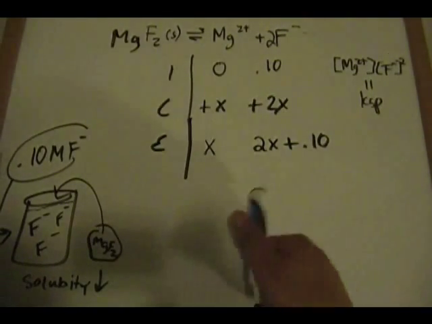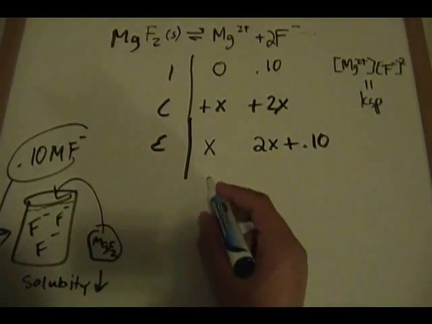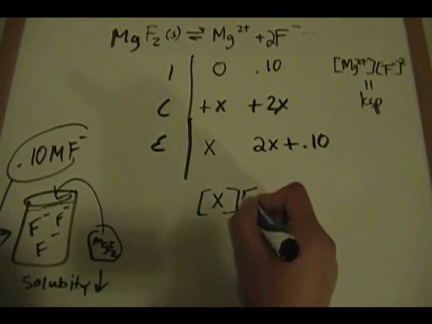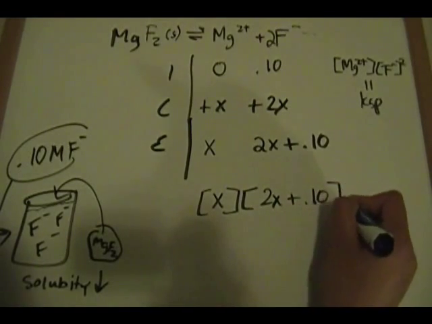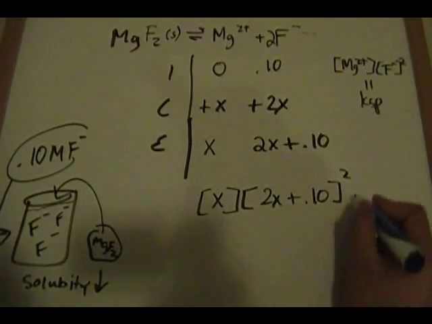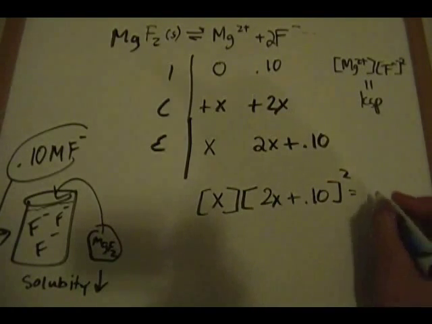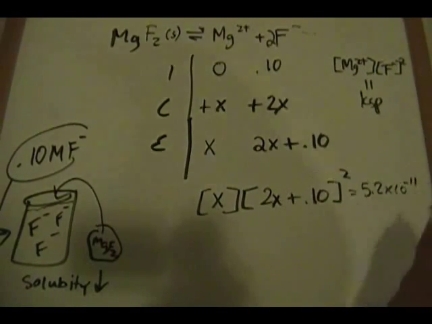Now let's plug those values into these corresponding slots. So for magnesium, we'll put an X, so X times (2X plus 0.10) squared, and it's equal to our KSP value. So let's see what that is. 5.2 times 10 to the negative 11.